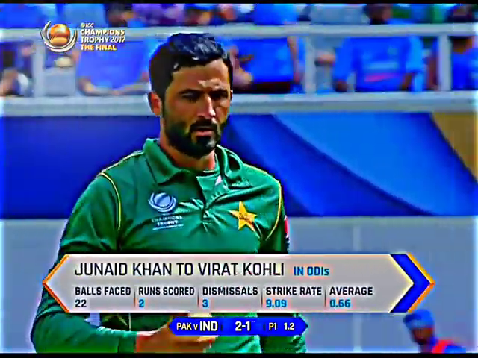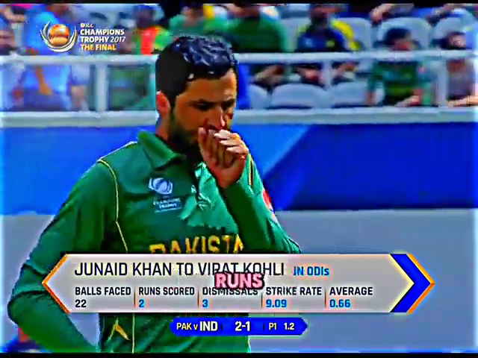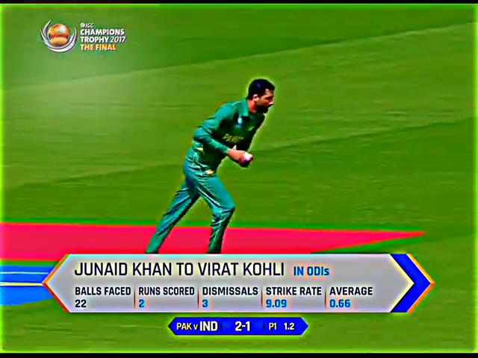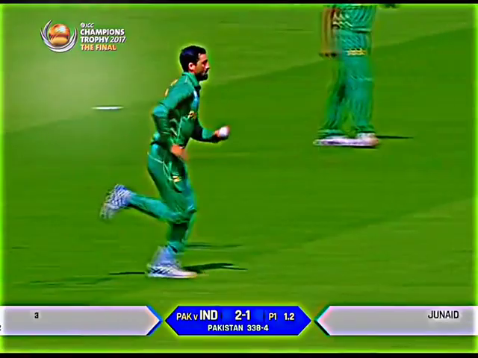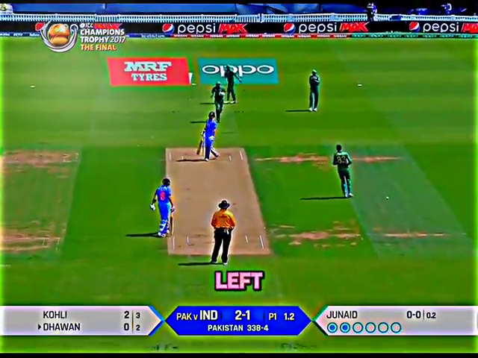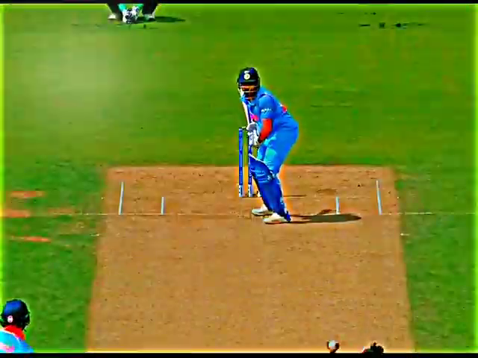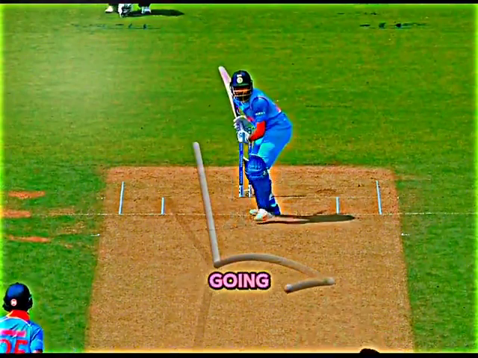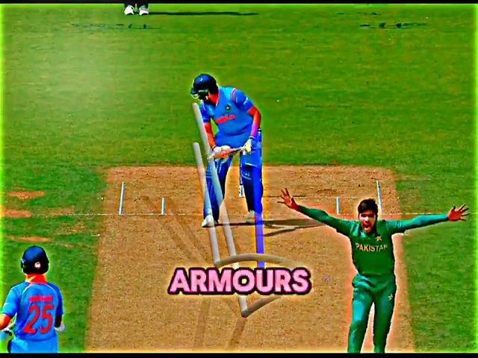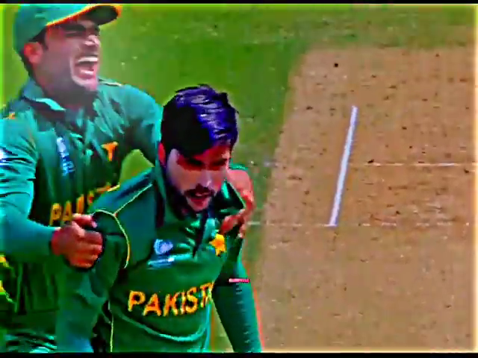338. There you go. Junaid Khan to Virat Kohli. 3 dismissals, 22 deliveries, just 2 runs scored. Average of 0.66. From both the left armers, no freebies at all. Just that surprise element of the left armer, 2 going across, and then from nowhere a ball comes back in. That's why left armers offer you so much natural variation going across and the surprise in swinger.